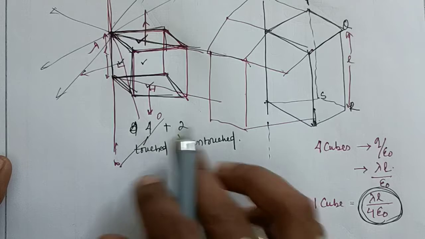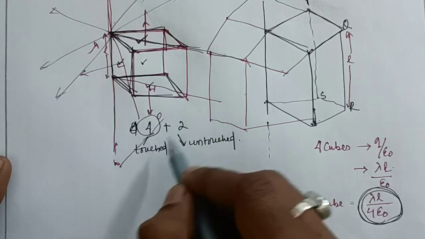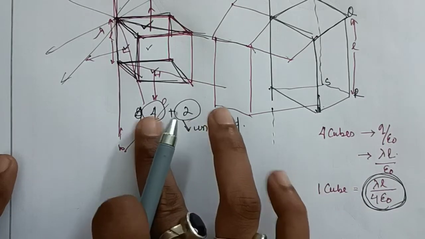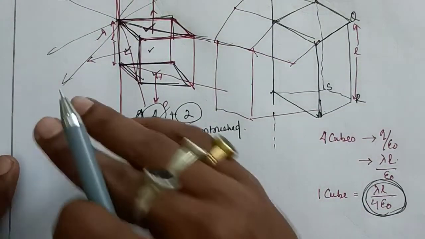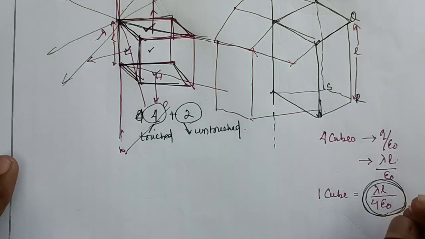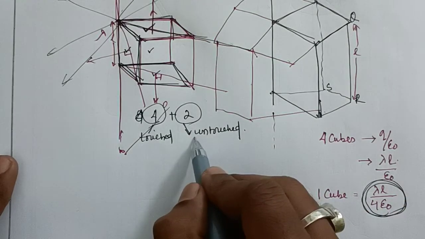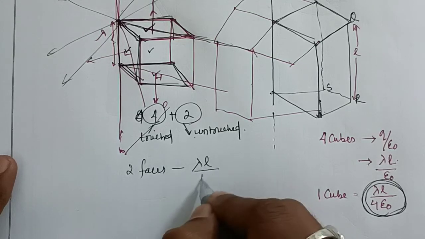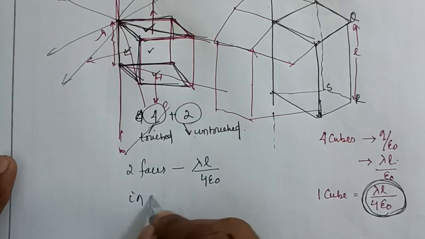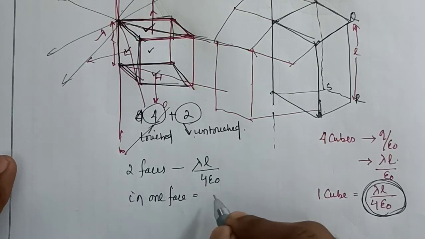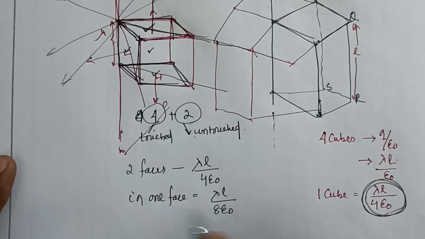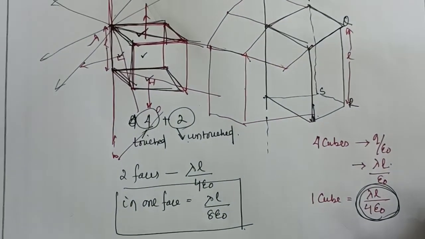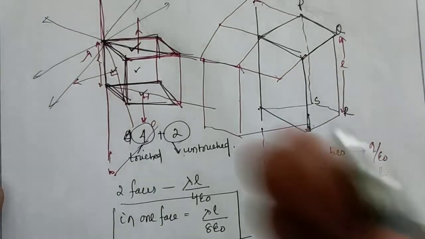In this flux, how many touched surfaces? 4 touched surfaces, 2 untouched surfaces. So in the touched surfaces, flux will be 0, because the area vector is perpendicular to the electric field lines. So only 2 untouched faces. On these 2 faces, the flux will be lambda L upon 4 epsilon naught. In one face, how much flux will pass? That is lambda L upon 8 epsilon naught. I hope the scenario is pretty clear to everyone. This is a very simple concept.